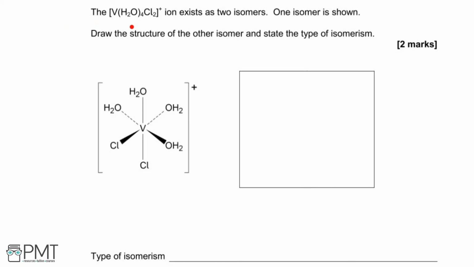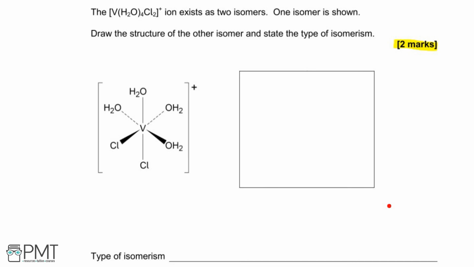The [V(H2O)4Cl2]+ ion exists as 2 isomers. 1 isomer is shown. Draw the structure of the other isomer and state the type of isomerism. This question is worth 2 marks. So the fact it's 2 marks means we are going to get 1 mark for the diagram of the other isomer structure and the other for naming the type of isomerism afterwards.